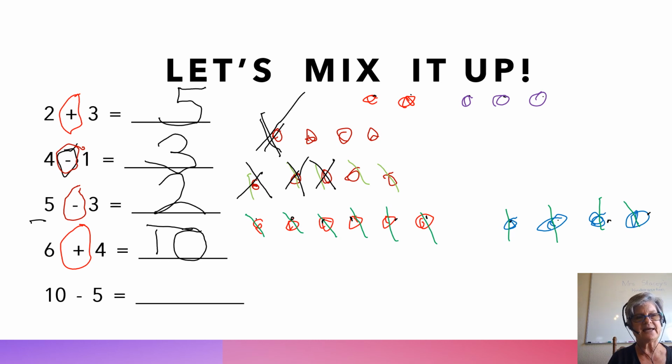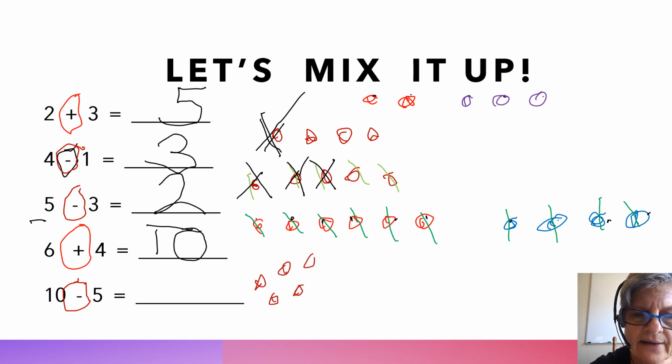Now let's go to my last one. My last one says 10. Oh, and then look at that next symbol. We have to decide. I'm going to circle it. And that symbol is a takeaway or minus. That means I'm taking things away. So I go 10 minus or take away 5. So I begin my problem with 10. I'm going to draw 10 circles. 1, 2, 3, 4, 5, 6, 7, 8, 9, 10.